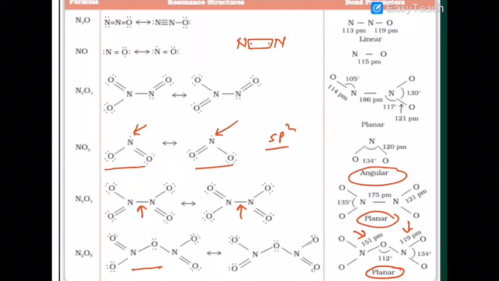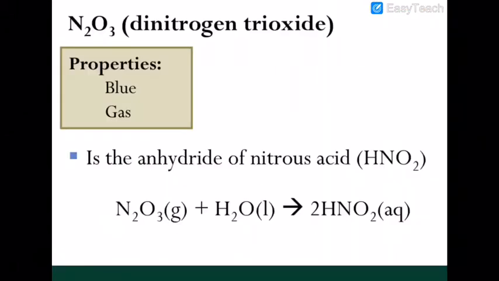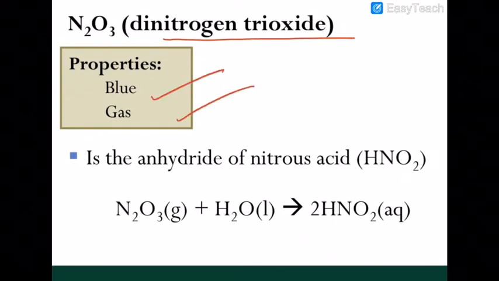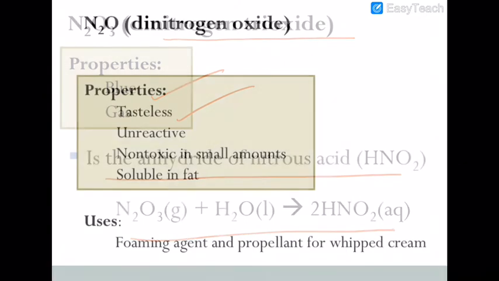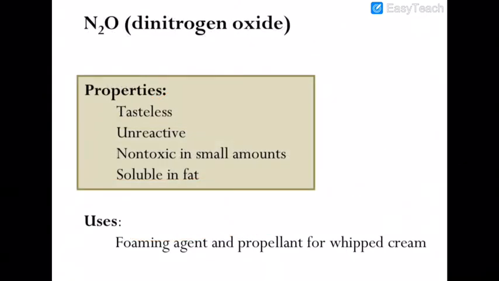Are you getting that in your mind or not? So that is the elongation of bond and decision. They are very, very important questions. Look at this dinitrogen trioxide. Okay, it is a blue gas. It is the anhydride of nitrous acid. I already told you. So next is N2O.